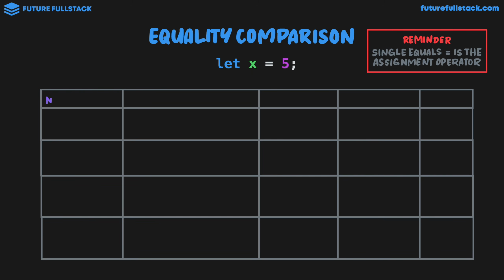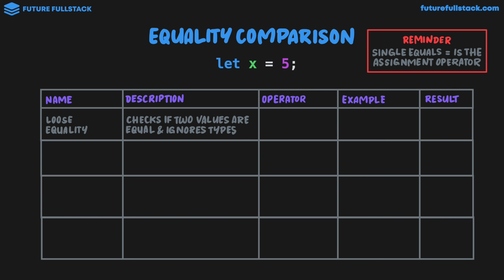For each one, we're going to be looking at its name, a description, the operator symbol, an example, and the result. So let's first look at the loose equality. This checks if two values are equal and ignores types, and the operator is two equal signs. So what exactly does this mean? We've seen in earlier videos the idea of type coercion, where JavaScript can convert strings to numbers. So for example, if we compared our value x == the string 5, the result of this would be true.